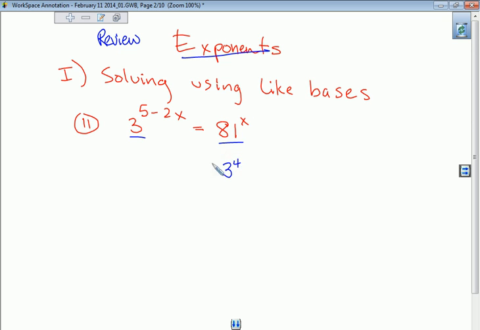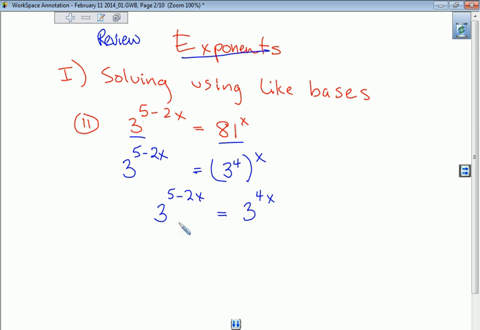So, did I change the value of this side of the equation at all? No, because 3 to the 4th is just a different way to write 81. They have the exact same value. So I haven't changed the value at all. I've just changed the form. So this could really look like this, because a power to a power, what do I do with those exponents? Multiply them. So now I have 3 to the 5 minus 2x is equal to 3 to the 4x.